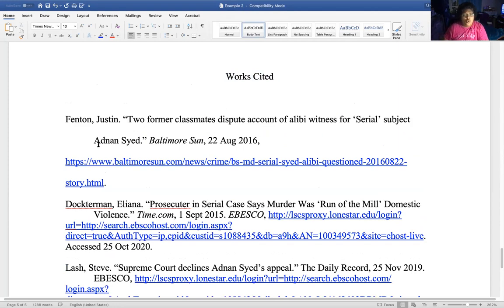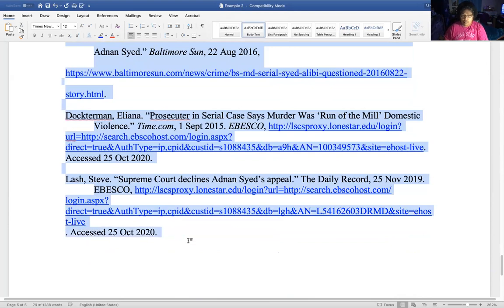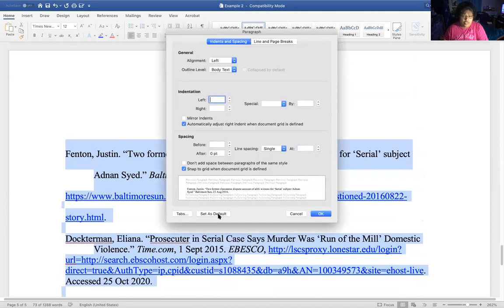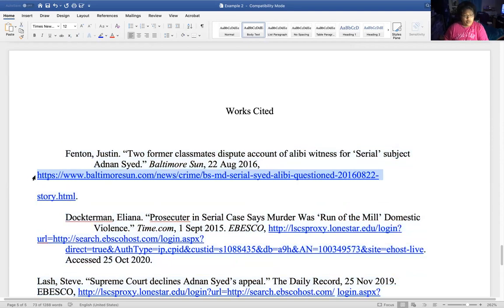So what we need to do here is highlight this and right click. After you right click, you're going to go to paragraph. You see here under the indentation section where it says special? You're going to click on that and choose hanging, because you're going to do a hanging indent. Then you're going to hit OK. Ooh, and something weird will happen.